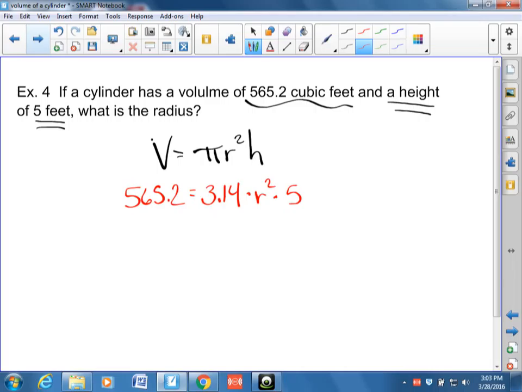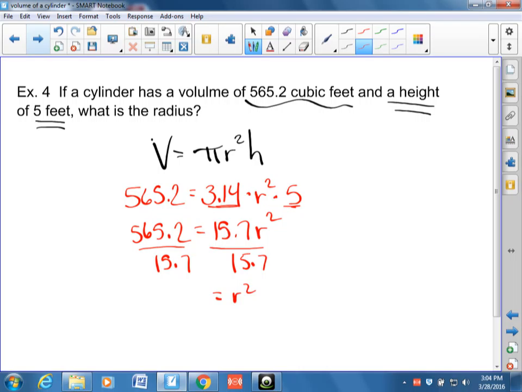Our goal is to get r squared alone first before we can then get to r. And we've got two things going on over there. So again, it's kind of nice to clean it up. So if we just take these two numbers and multiply them, we can do that because multiplication is commutative. We have 565.2 equals 15.7 times r squared. Now we can see that, all right, the 15.7 needs to be divided in order to get our r squared alone. And when we do the division, we get 36.